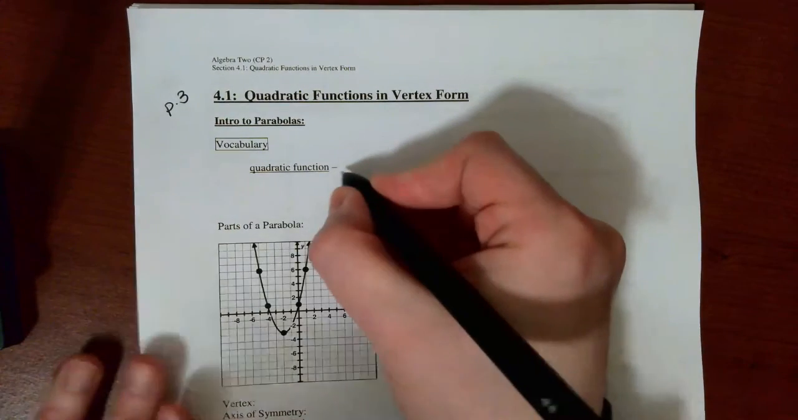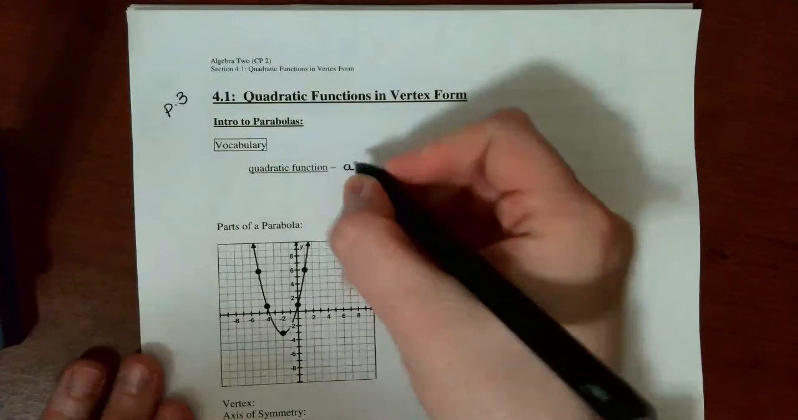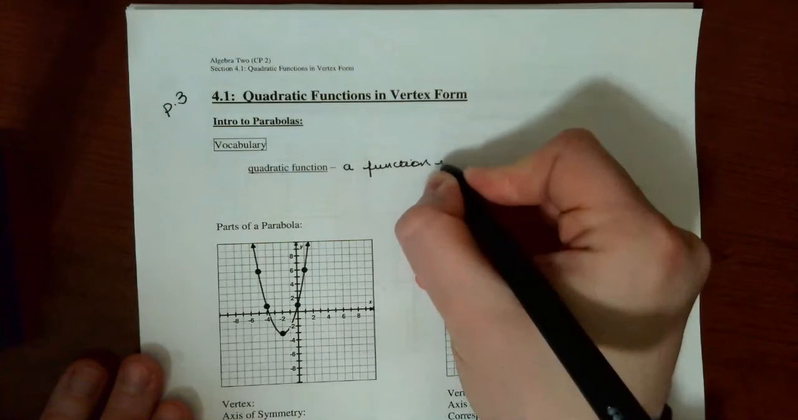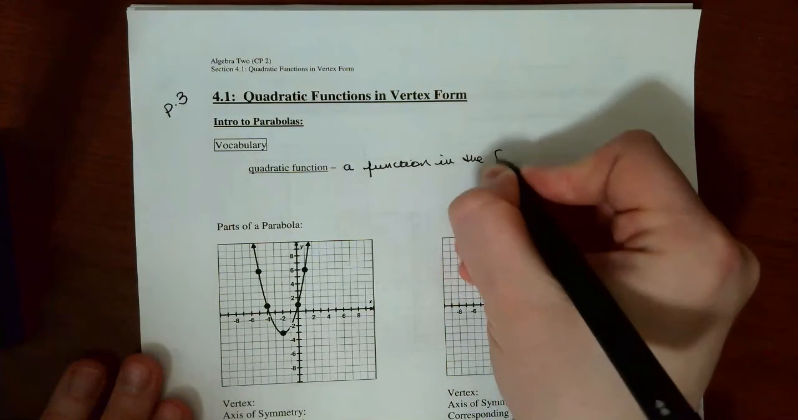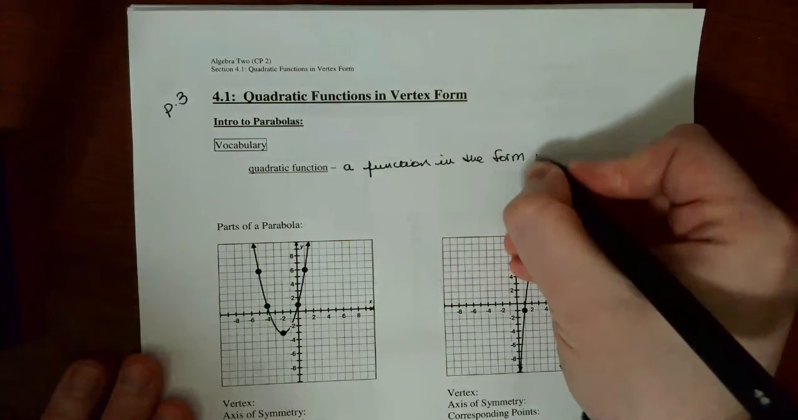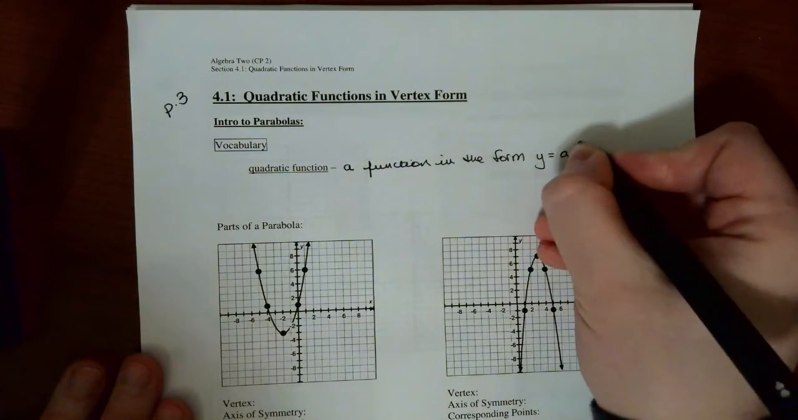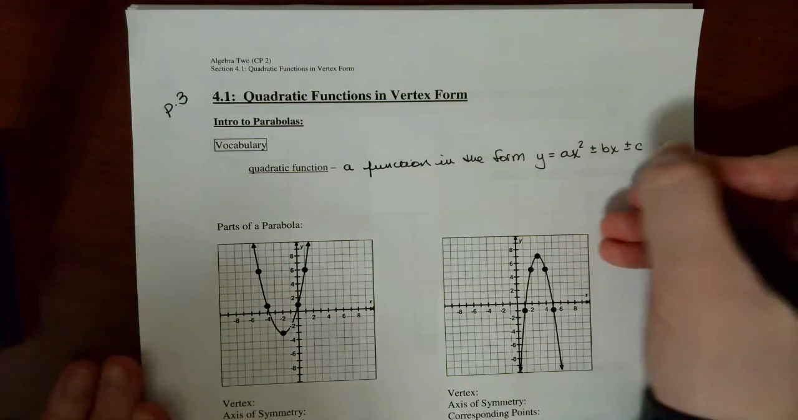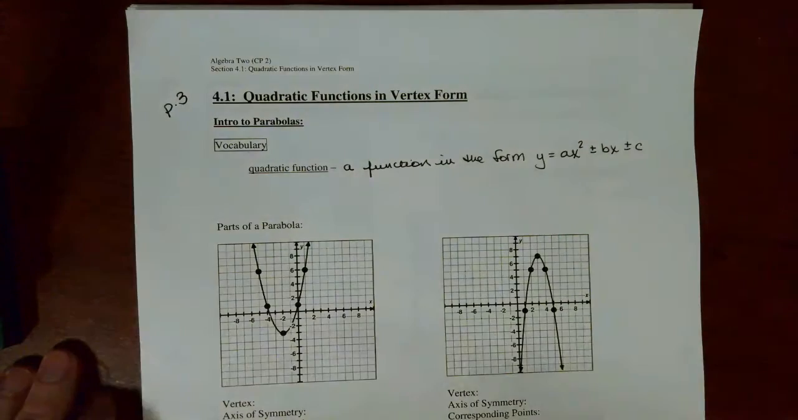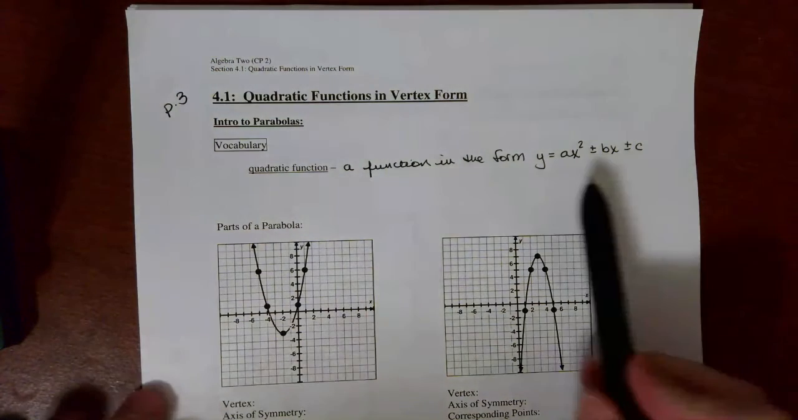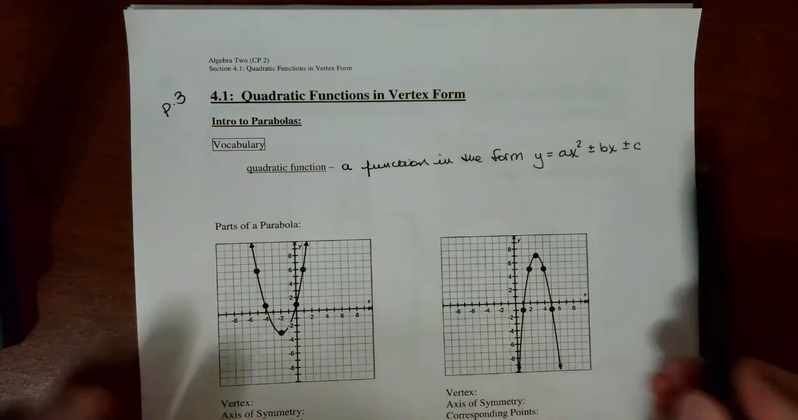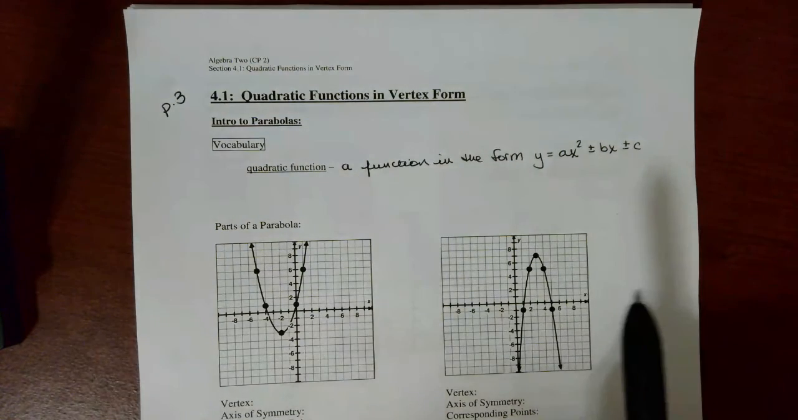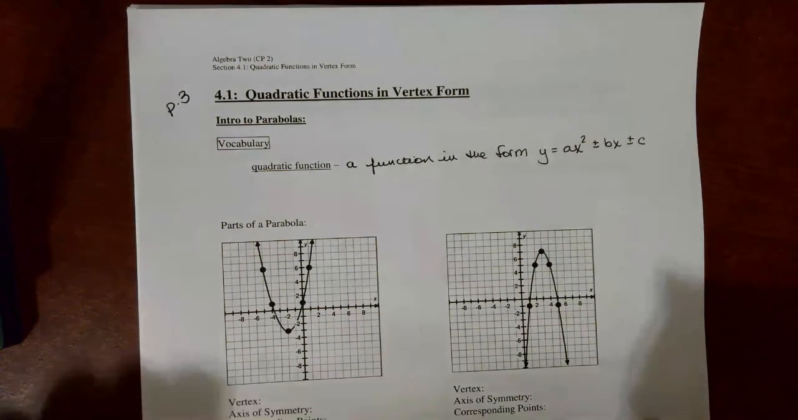But now we'll start moving into those functions, and we're going to say that a quadratic function is just a function in the form y equals ax squared plus or minus bx plus or minus c. We saw equations in this form, ax squared plus or minus bx plus or minus c equals 0. We saw expressions where it didn't equal anything, but because it equals y, we now call this a function, which means we get something that we can graph.